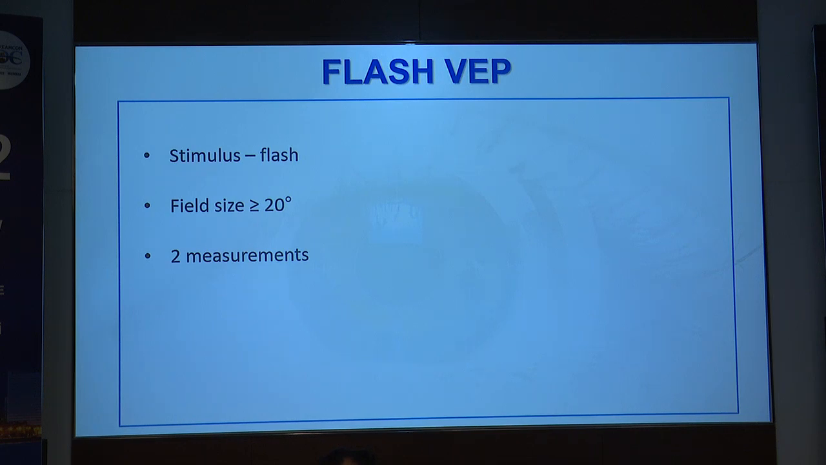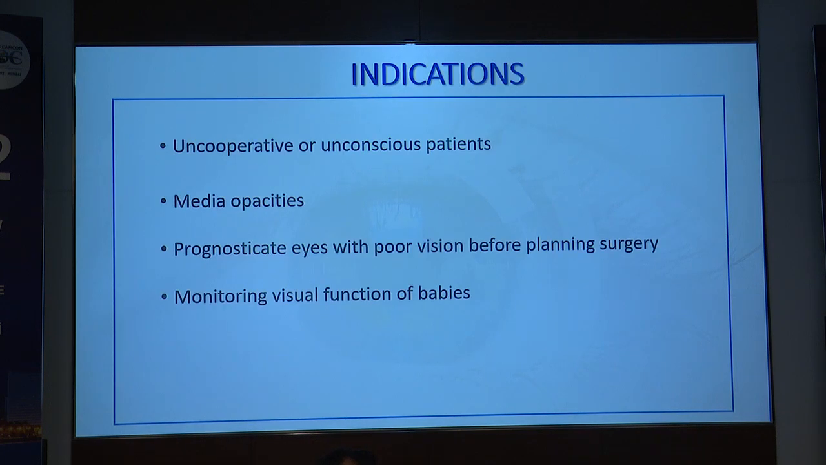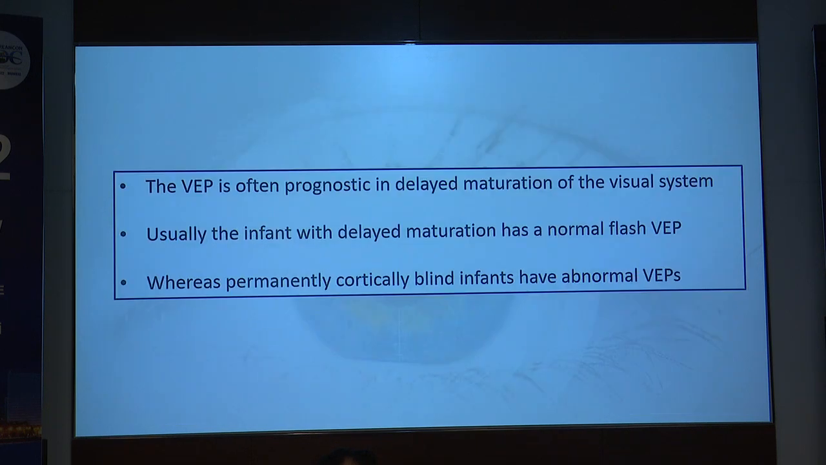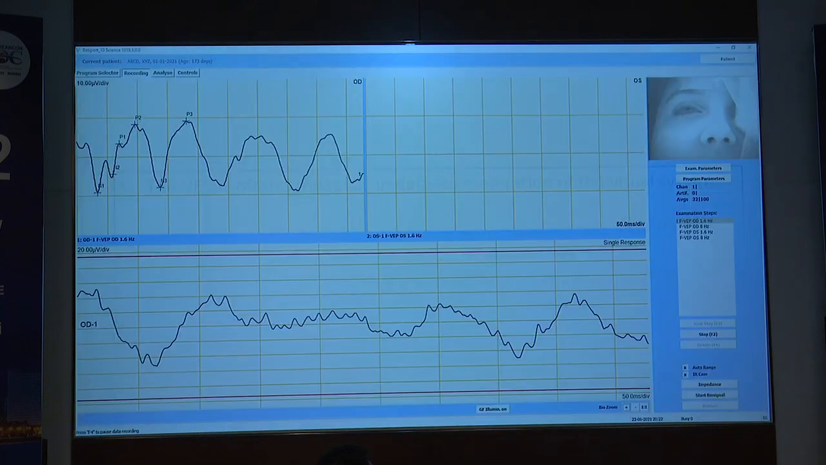Flash VEP, here the stimulus is a flash. Field size should be at least 20 degrees and 2 measurements need to be done. Indicated in uncooperative or unconscious patients having media opacities, prognosticating of eyes with poor vision before planning any surgery, and monitoring the visual function of babies. So VEP is often prognostic in delayed maturation of the visual system. Usually the infant with delayed maturation has a normal flash VEP, whereas permanently cortical blind infants might have abnormal VEPs.